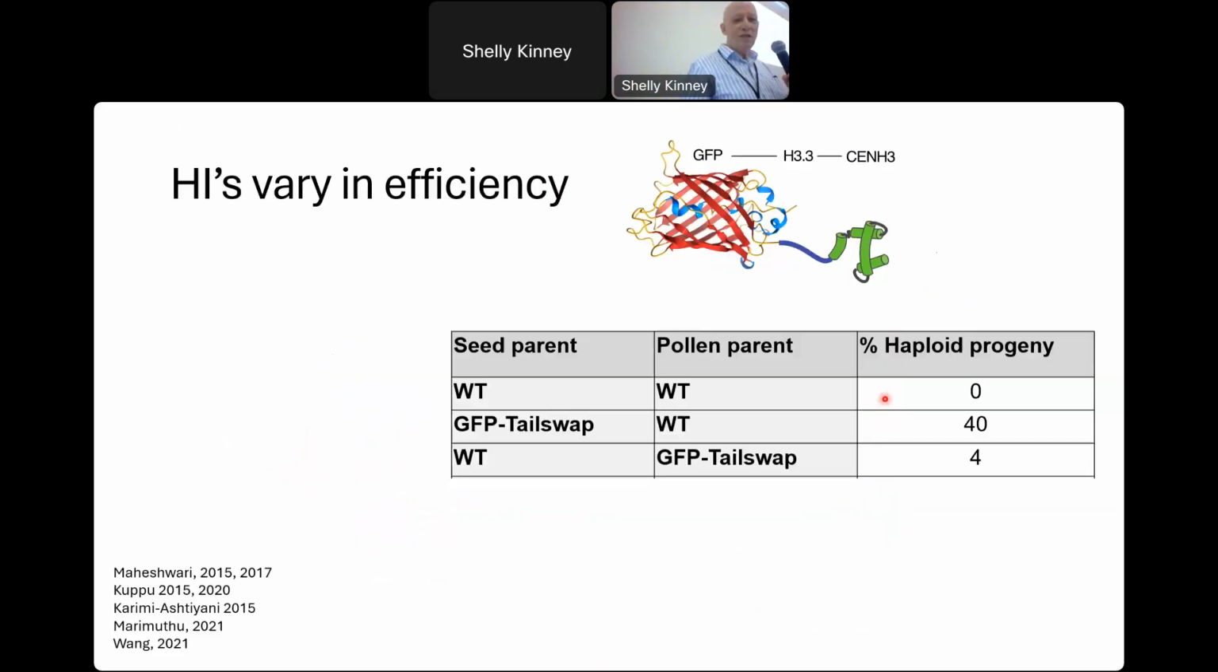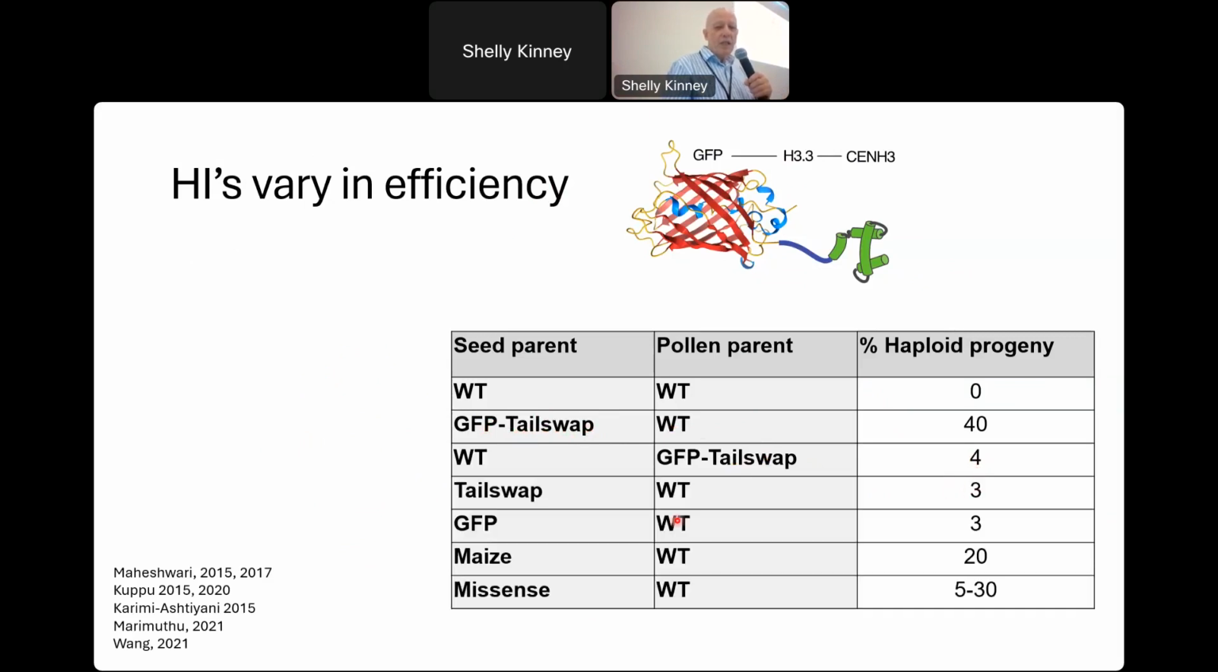So how does all this work? Well, first of all, one important thing is that these all vary in efficiency. For example, the tail swap is most efficient when it is present in the seed parent, and if you put it in the pollen parent, you get a tenfold loss in efficiency. If you just have the exchanged tail and not the GFP, you go down in efficiency, and so forth. Maize complementation is 20%. Missense are anywhere between 5 and 30% if they work.